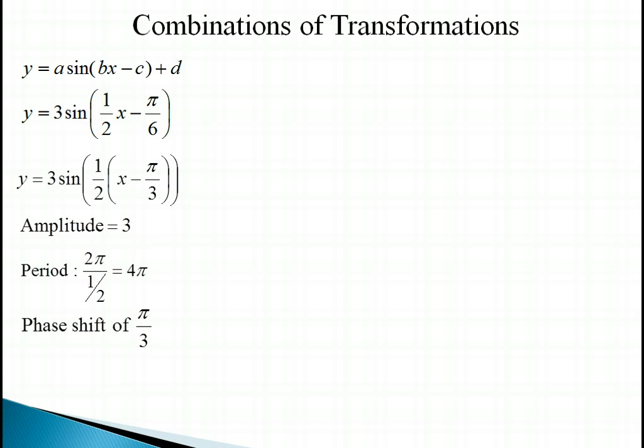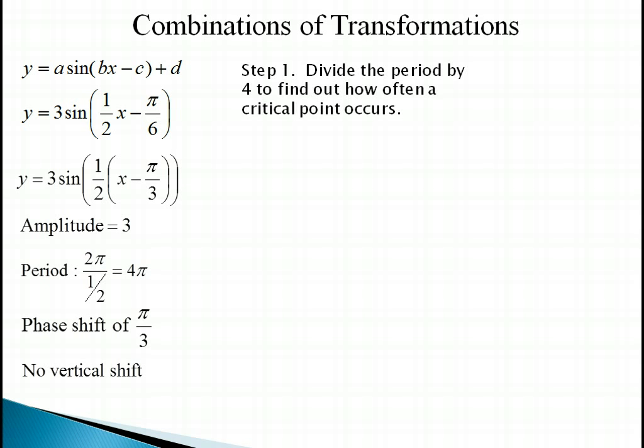We also have a phase shift of pi over 3. And I got that by factoring out the 1/2 first and then I could see what my phase shift is. Or you could do pi over 6 divided by 1/2. And we do not have a vertical shift in this case.